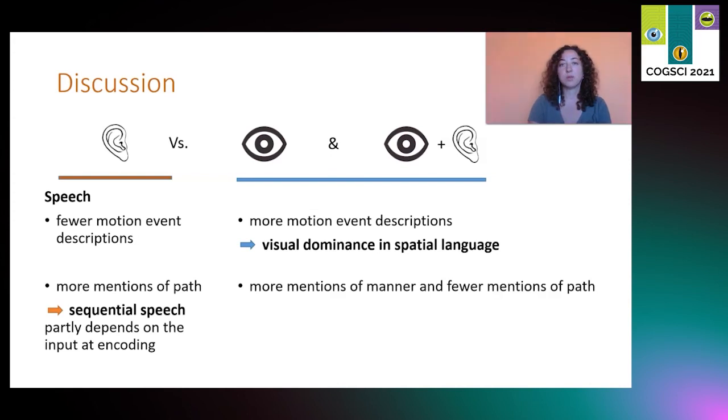We also found that Turkish speakers were more likely to mention manner than path in the visual conditions compared to the auditory condition. Considering Turkish typology, this is an interesting finding, because in Turkish, path is more essential, but manner is optional. Thus, this suggests that input modality affects speakers' encoding of spatial events in verbal descriptions.